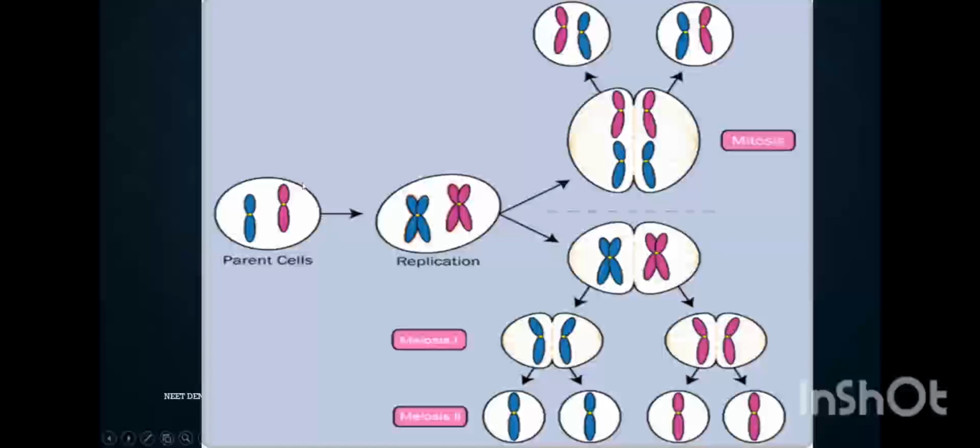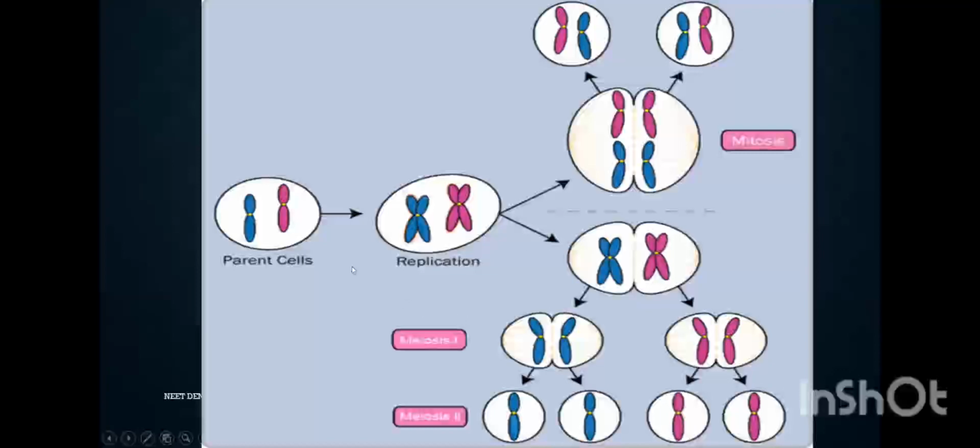If there is a parent cell which has got 2 chromosomes, this parent cell, when it divides by mitosis, gives rise to 2 daughter cells, which look similar to that of the parent cell. That means they also have got 2 chromosomes. So this is called diploid or 2N.